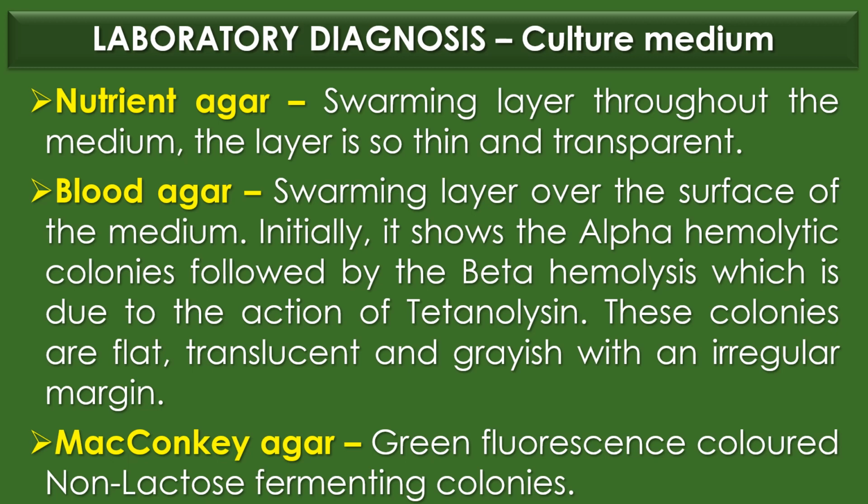Initially, it shows alpha hemolytic colonies followed by beta hemolysis, which is due to the action of tetanolysin, the hemolysin toxin produced by Clostridium tetani. These colonies are flat, translucent and grayish with an irregular margin. In MacConkey agar, green fluorescent colored non-lactose fermenting colonies were observed.